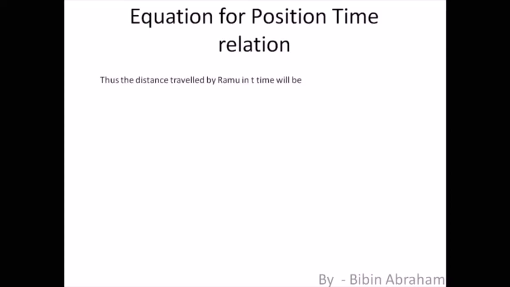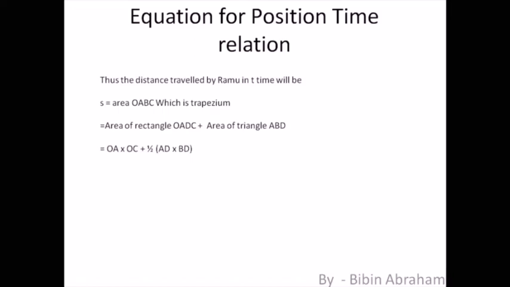The distance traveled by Ramu in T time will be S is equal to the area OABC, which is a trapezium, right? I can write it as the area of rectangle OADC plus the area of triangle ABD, like I said, right? So simply we will do the calculations. Area of rectangle is OA multiplied by OC. Area of triangle is half into base into height. Base is AD and height is BD, right? I'll simply substitute the values.